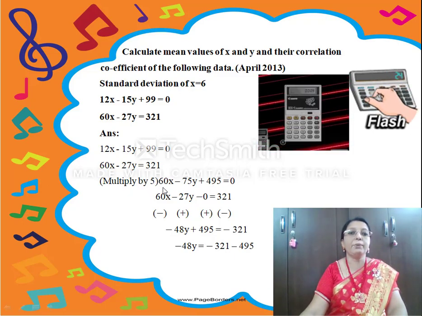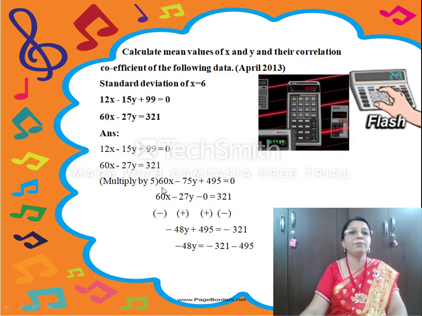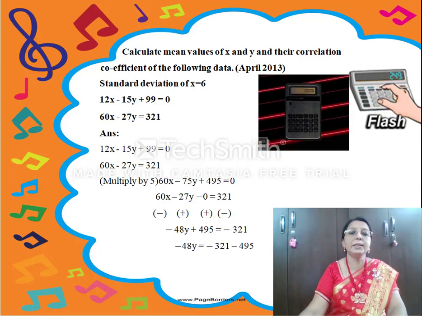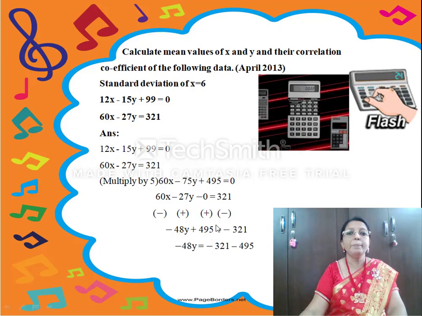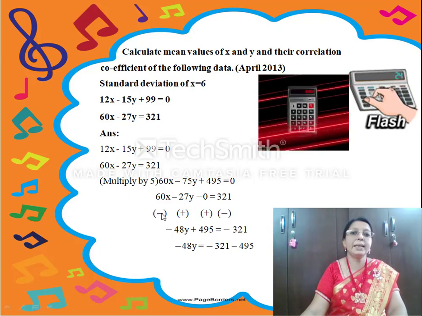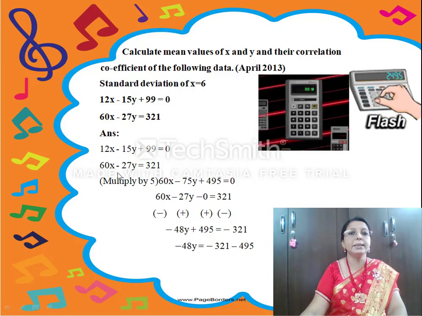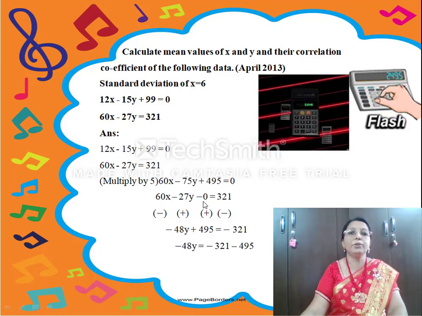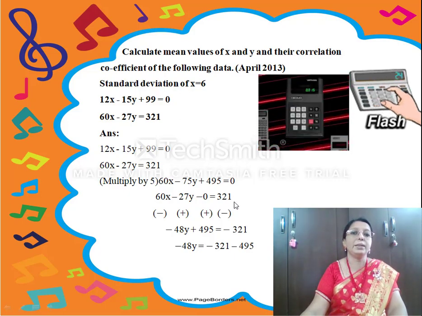So the first equation is transformed by multiplying it by 5. I get it as 60x minus 75y plus 495 equal to 0. My second equation is as it is, 60x minus 27y minus 0 is equal to 321.